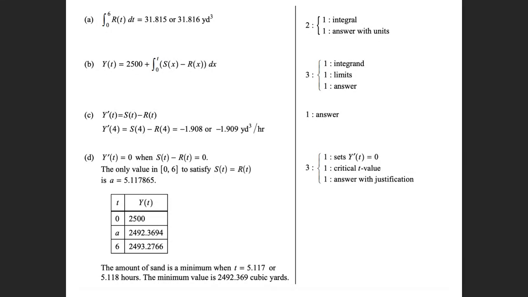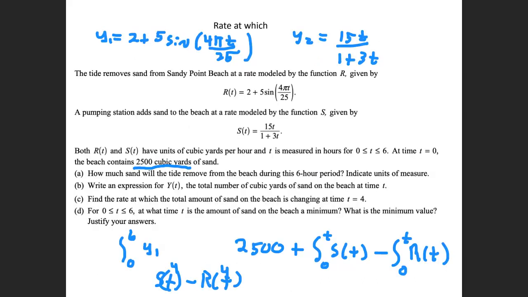And then the last question, because I got to get going real quick here. The last question was something about between 0 and 6, at what time t is the amount of sand on the beach a minimum? Well, you have to check the endpoints. So you have to check time t is equal to 0 and time t is equal to 6, because those are endpoints. Well, I know how much sand is on the beach at time t equals 0: 2,500. Then t is equal to 6.